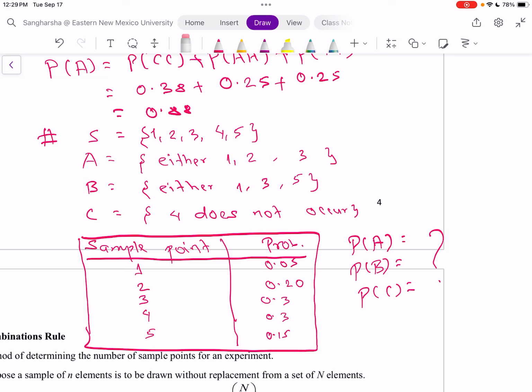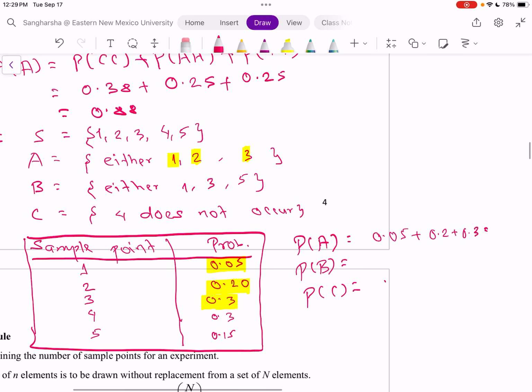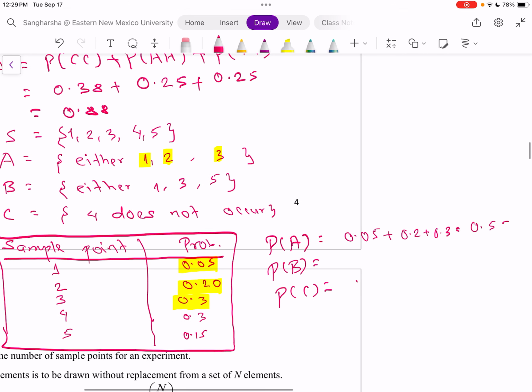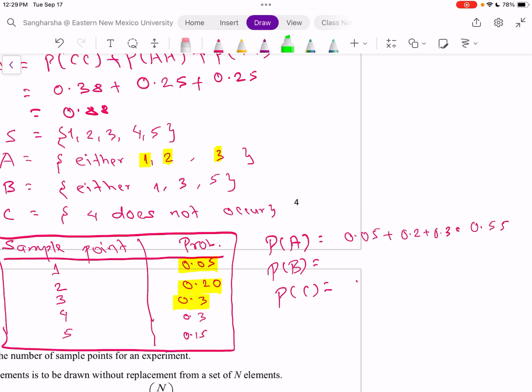So here, our P of A. A has sample points 1, 2, 3, so you are adding the probabilities of 1, 2, 3. The probability of 1 is 0.05, of 2 is 0.20, and of 3 is 0.3. You add these three numbers: 0.05 plus 0.2 plus 0.3, and this is 0.55.